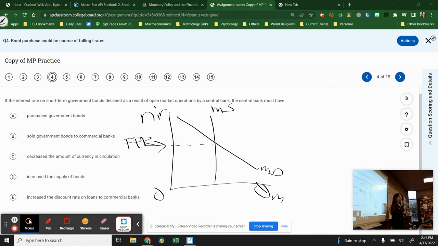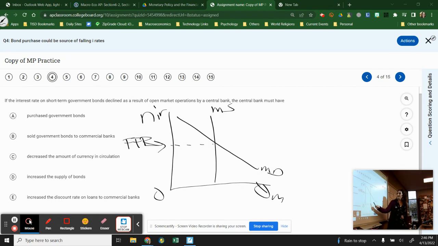Interbank lending. If you're looking for an interest rate between banks, interbank lending means between banks. Did you know that? Yes. Now you do. Okay. Instead of the discount rate, it's the federal funds rate.